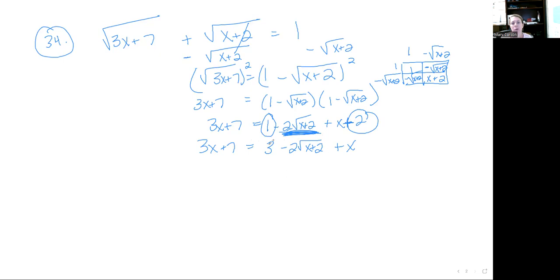All right, now I need to move, again, I want to get this by itself. So I need to move the 3 over and I need to move the x over. This is a positive 3, so we subtract 3. This is a positive x, so we subtract x. And you get 2x plus 4 equals negative 2 square root of x plus 2.